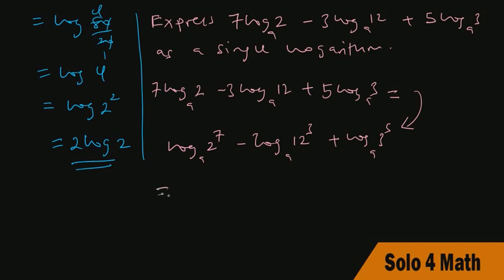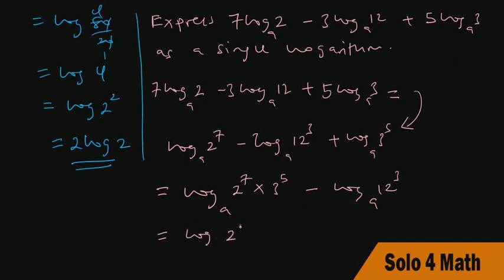So meaning this would give us log of 2 to the power 7 times 3 to the power 5 base A, then we bring in the minus log of 12 to the power 3 base A. And now we have subtraction. Now when we have subtraction and the base is the same, then we divide the arguments.